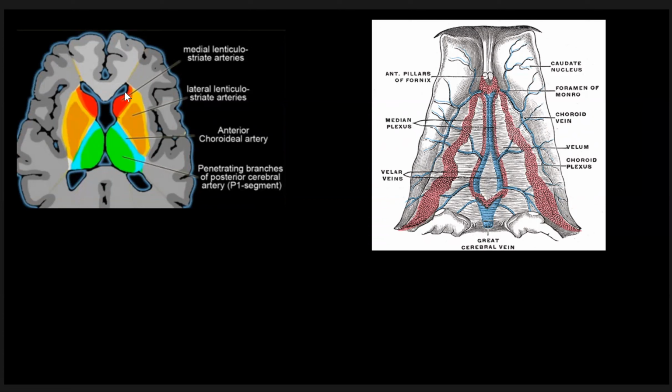Here, the caudate nucleus, as we said, is supplied by the lenticulostriate arteries, and the lateral lenticulostriate arteries supply the putamen. The internal capsule is supplied by the anterior choroidal artery, and the thalamus, as we said, is supplied by perforator arteries, branches from the posterior cerebral artery P1 segment.